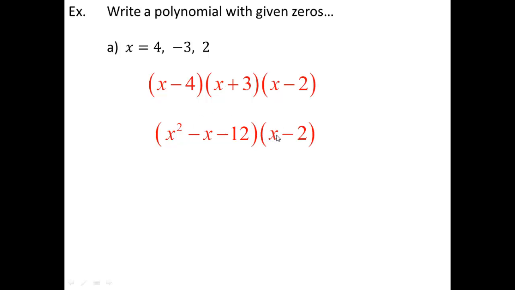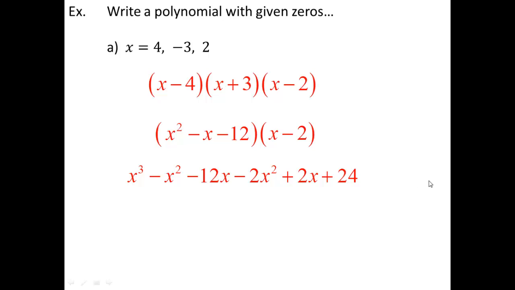So x times x squared gives me x cubed. X times -x gives me -x squared. X times -12 gives me -12x. I'm done with the x. I'll move on to the -2. -2 times x squared, -2 times -x, -2 times -12.